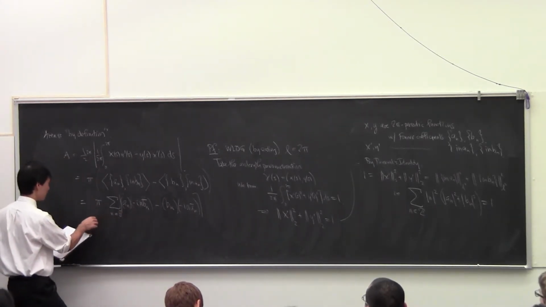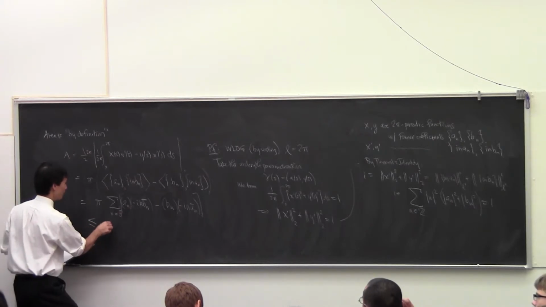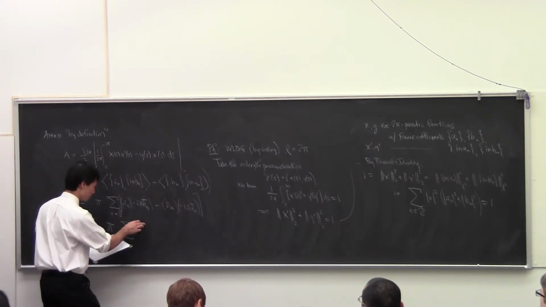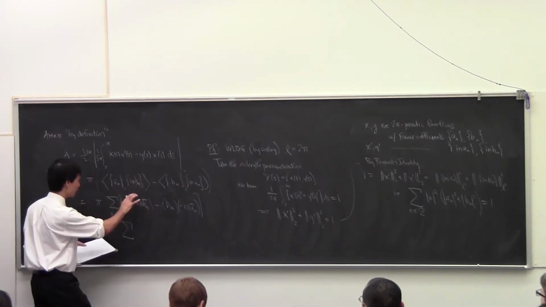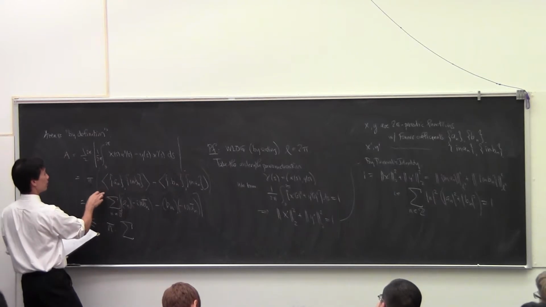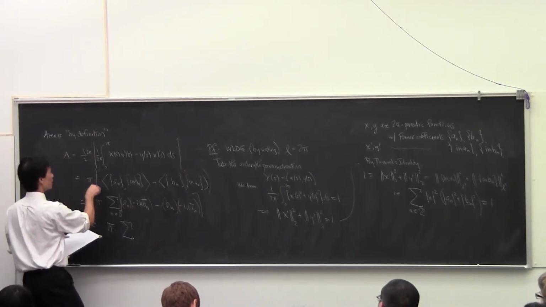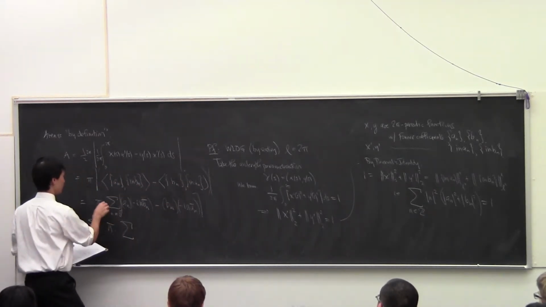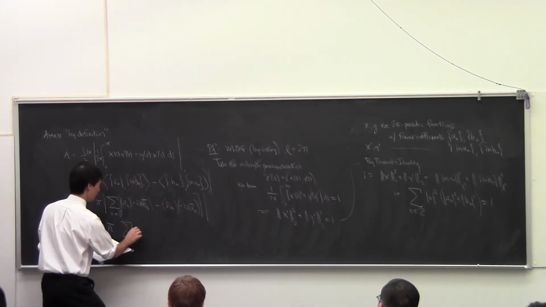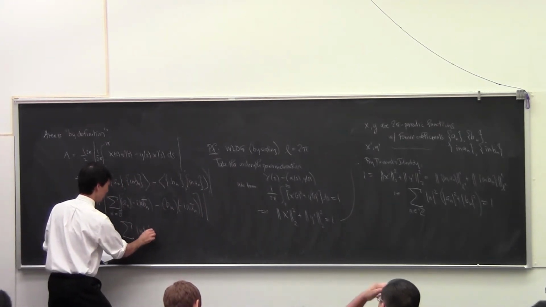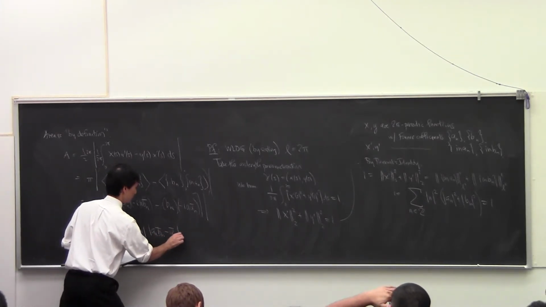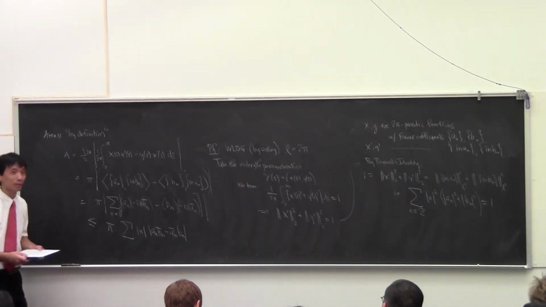In any case, we get that this thing is bounded by the sum. This is what I should have done. I'm just going to use the triangle inequality. So this is bounded by the sum of pi n, a_n b_n bar minus a_n bar b_n. That's okay.